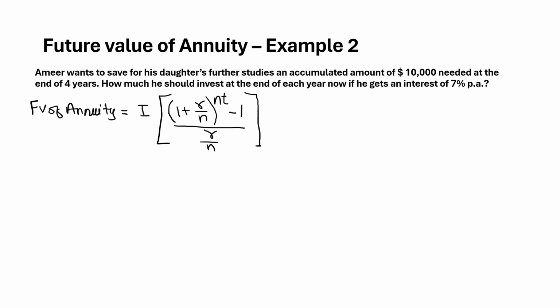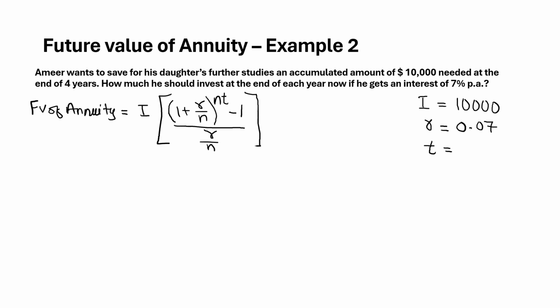Now the second thing we should do is write the values of I, R and everything which is given. So what is my I here? It is 10,000. Go by the formula one by one. Next one is R. What is R? Rate of interest 7%. 7% means 7 divided by 100. It will come to 0.07.